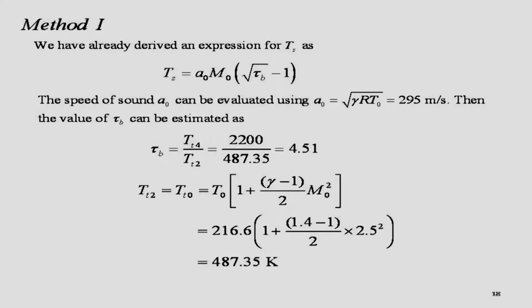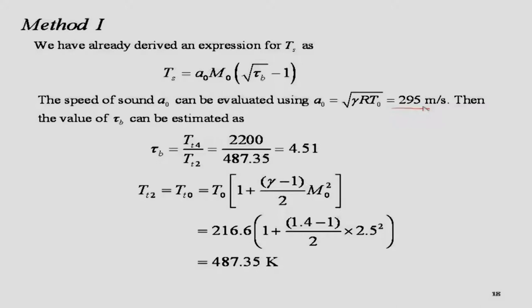So we know these values. This is 2.5, and we'll find out a naught. Of course, we know the altitude, we know the temperature, and knowing that, we can find a naught is equal to root over gamma R T naught, and we get 290. So we know that.